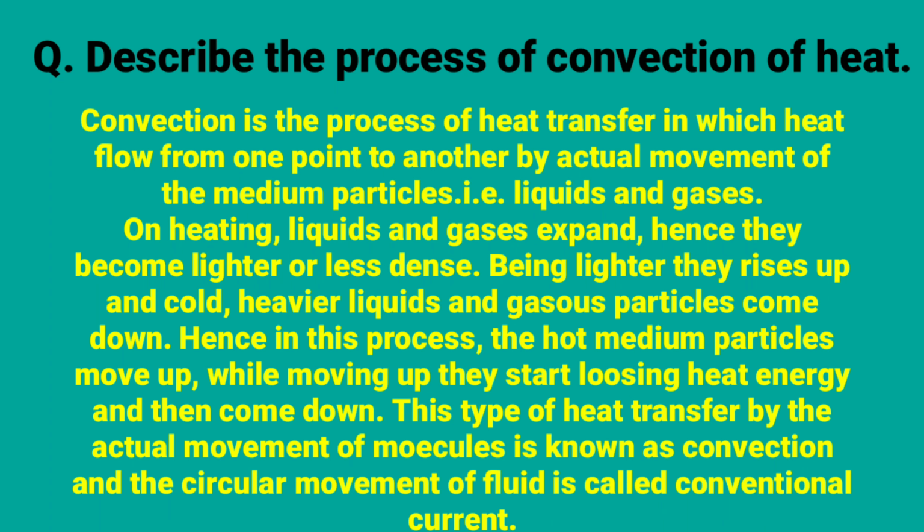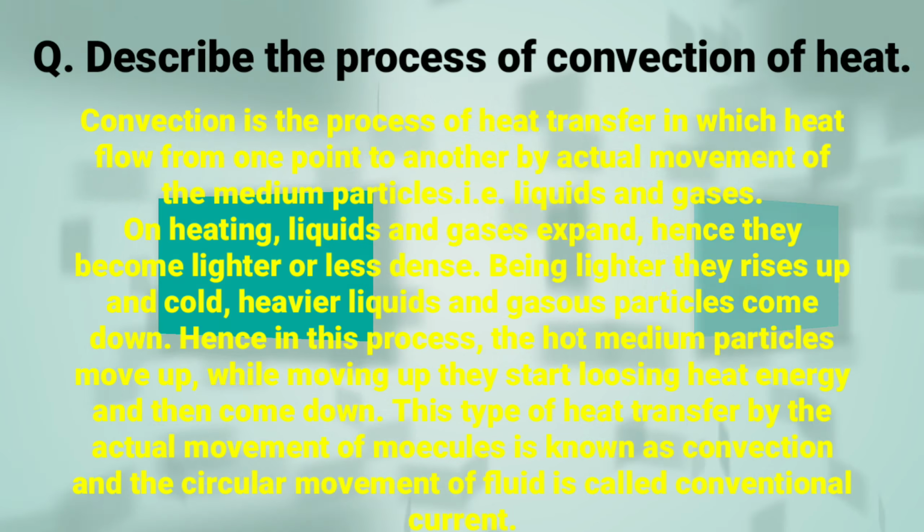Hence, in this process, the hot medium particles move up because they are less dense. While moving up, they start losing heat energy and then come down. This type of heat transfer by the actual movement of particles is known as convection, and the circular movement of the fluid is called convection current.